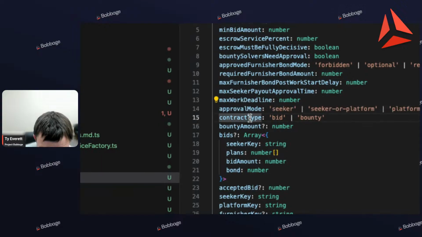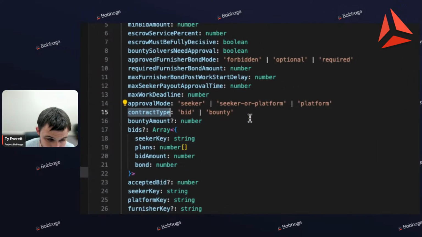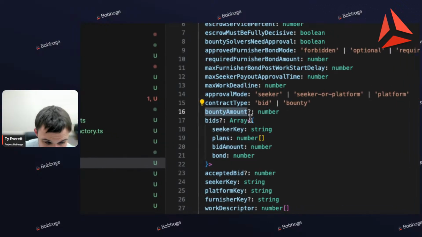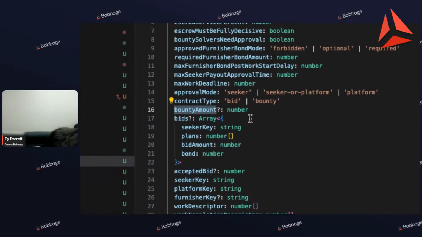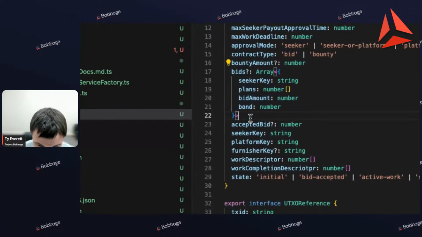This value controls the type of the contract. Of course, with bid-based contracts, the amount is not stipulated up front, whereas with bounty contracts, it is fixed and not subject to negotiation. If there is a bounty amount, this value controls the amount of the bounty. The next value is an array of all of the bids that have accumulated.